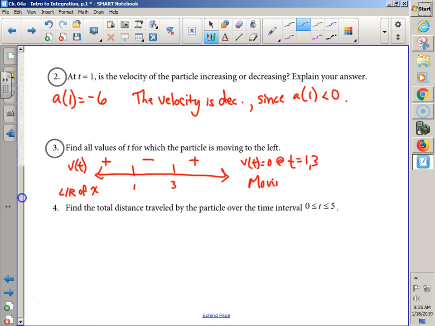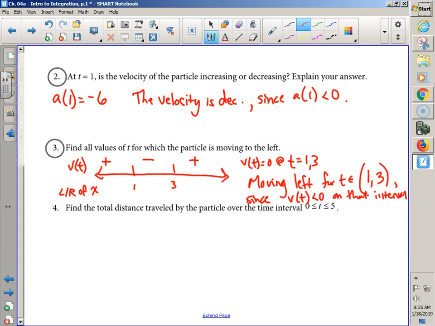Good. What do you guys think? Open, closed, half open, half closed? Why open? I agree. Equals 1 and 3, then it turns into 0, and then the function. Perfect. If the velocity is 0, it's stopped, not moving left. Does that make sense? Sweet.